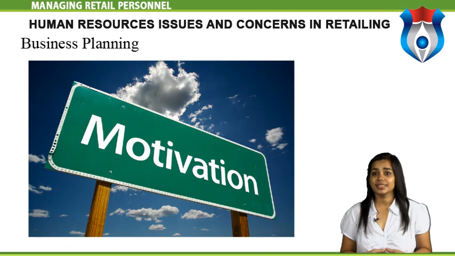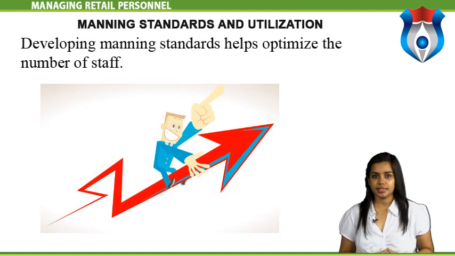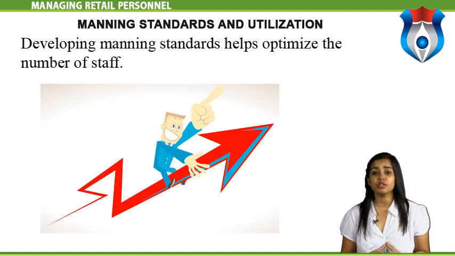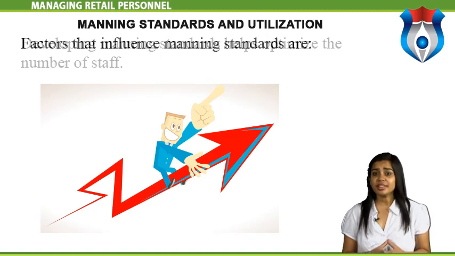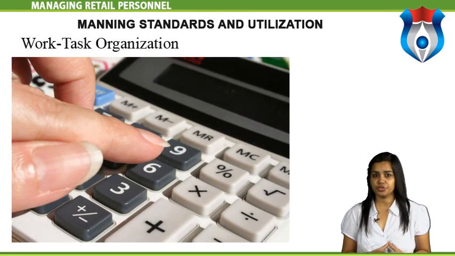Business planning. The starting point in retailing, as in all businesses, is the annual plan. With this plan, the retailer puts a figure on the volume and value of business that he intends to accomplish. Let us now discuss manning standards and utilization. Developing manning standards helps optimize the number of staff. As each season passes, the retailer finds that the standards get more refined and applicable for the purpose of performance development. Factors that influence manning standards are work task organization.